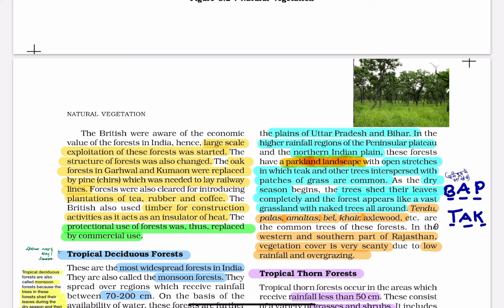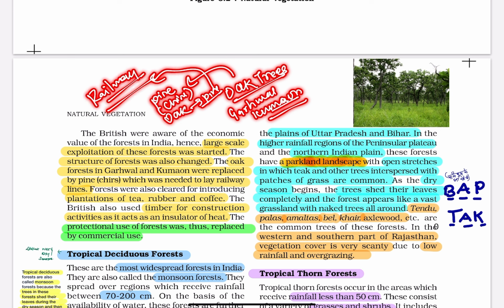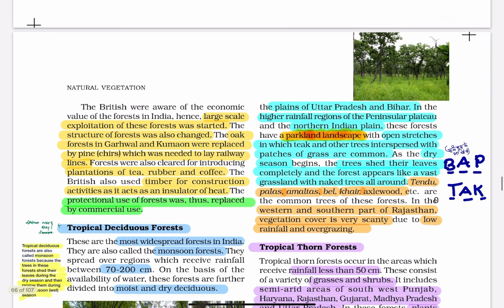The British knew that there is an economic value of the forest in India, so they started exploiting these forests on a large scale, and they changed the structure of the forest. How? There used to be oak trees in the Garhwal region and the Kumaon region, but they were replaced with pine or chir trees. They replaced the oak with pine. Why? Because pine was very important to lay the railway lines. So all the oaks were removed and they started growing pine there.